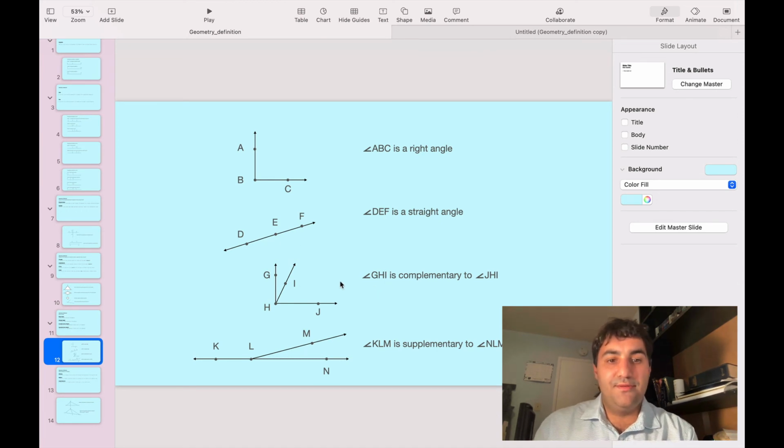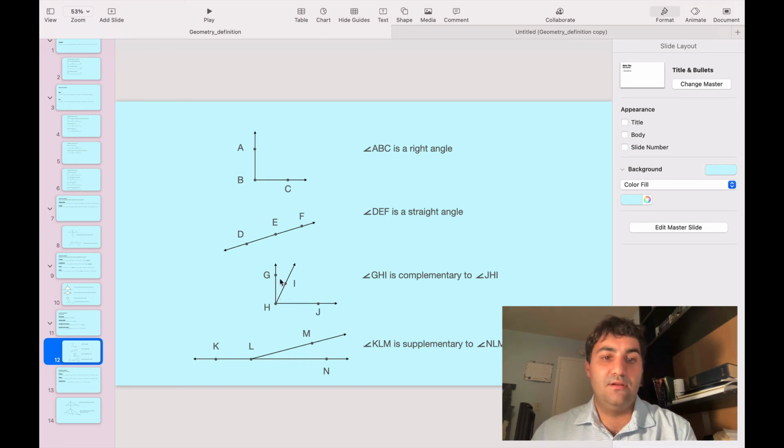So these are the more detailed concepts here. If we look at these two rays here, this is actually a right angle. So if we did GHJ and measured it, it would be equal to 90 degrees.